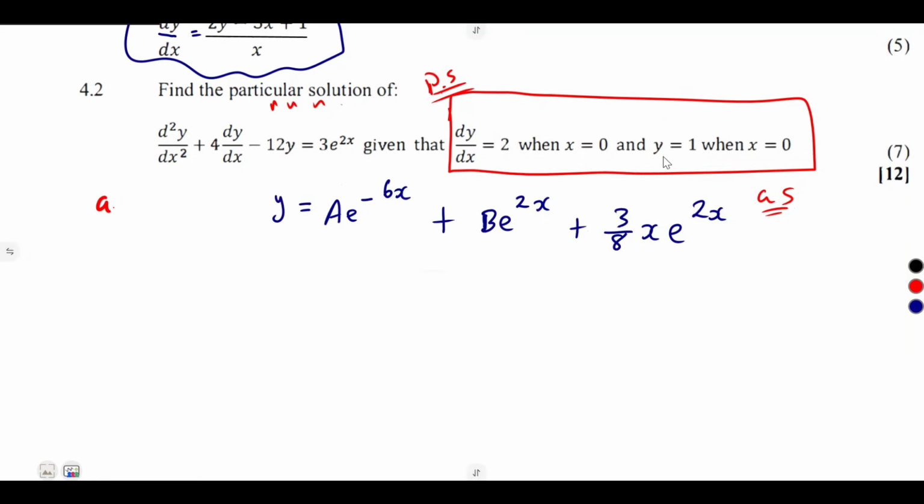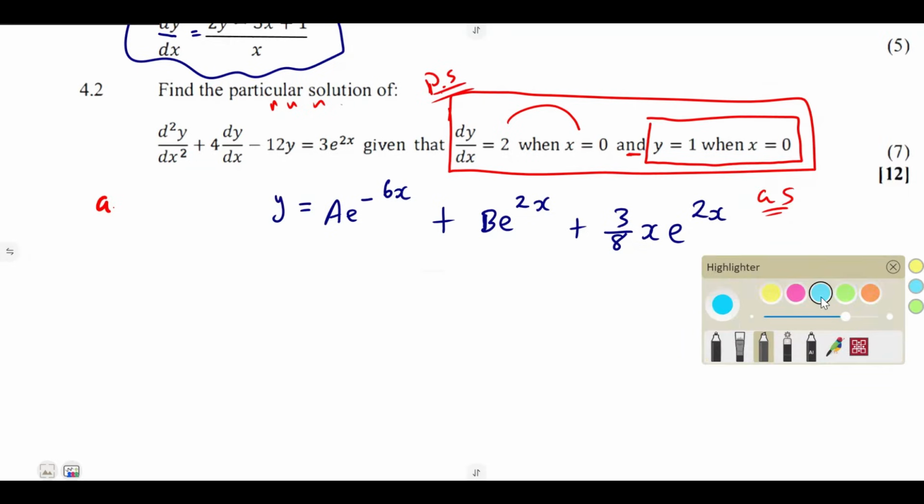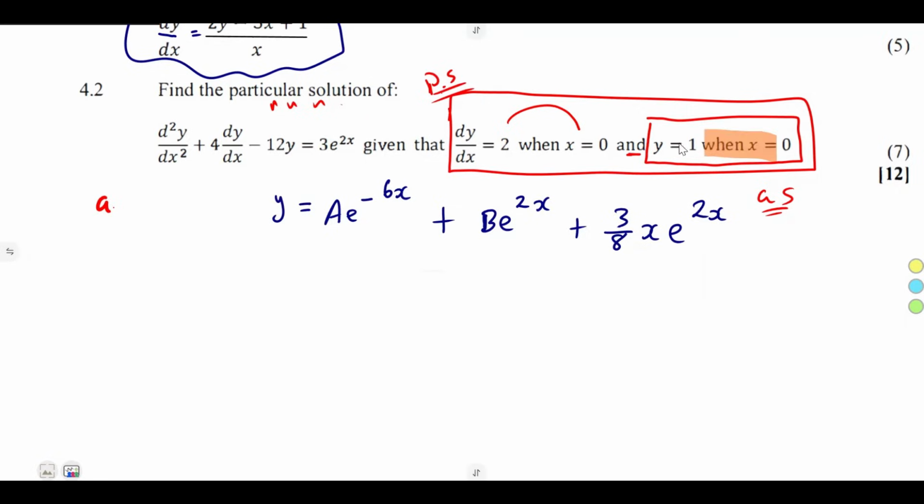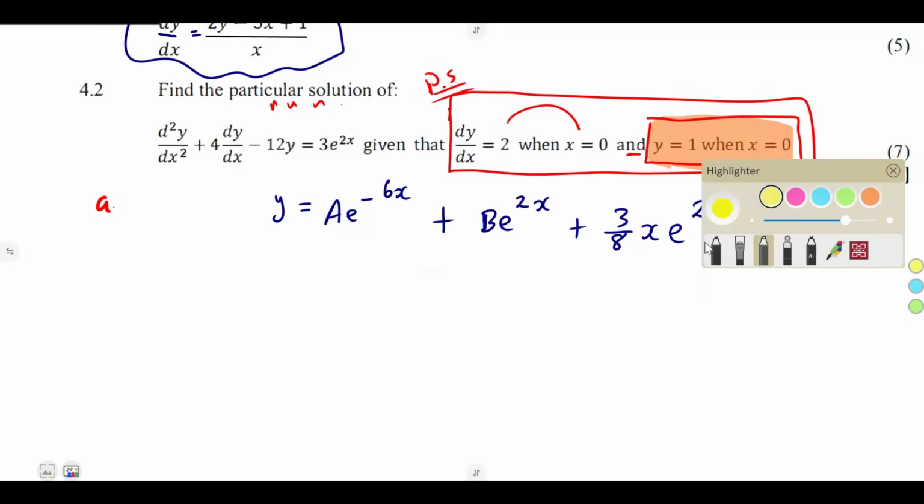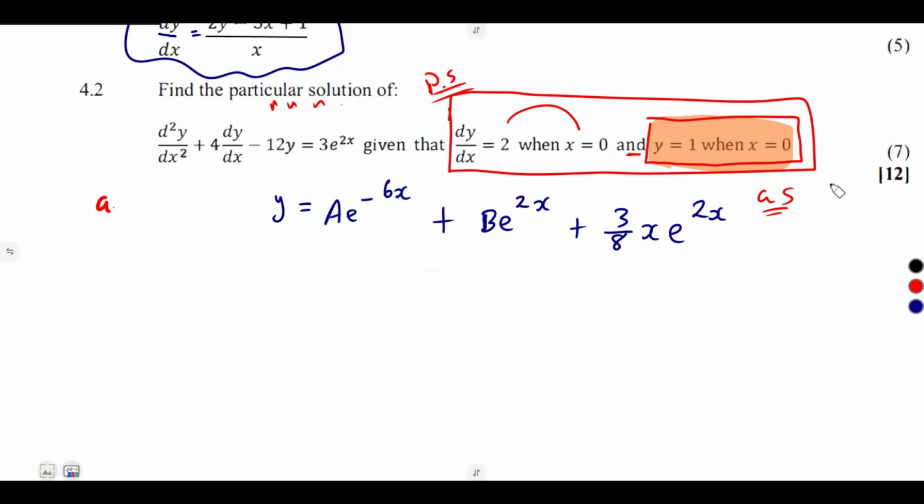as they gave us the first condition: the derivative of y with respect to x is 2 when x is 0. And another condition, y is equal to 1 when x is 0. This one is a condition on its own that we can use, because our general solution so far just has y and x. So let's use it. In place of y, we substitute that.